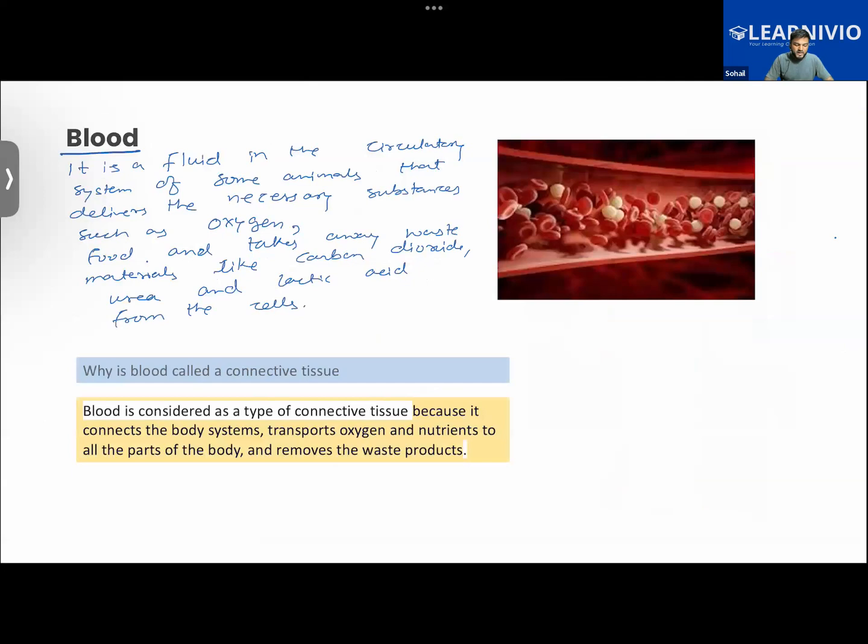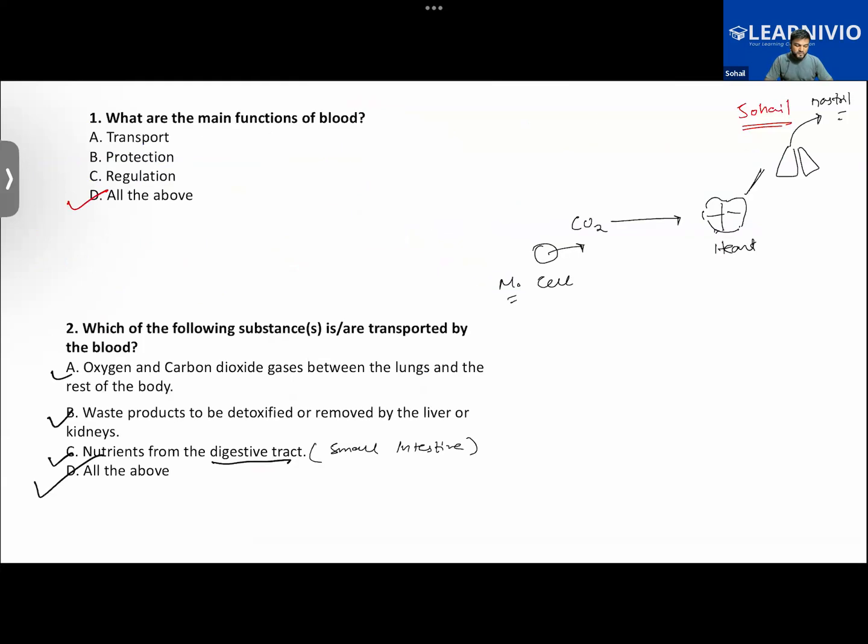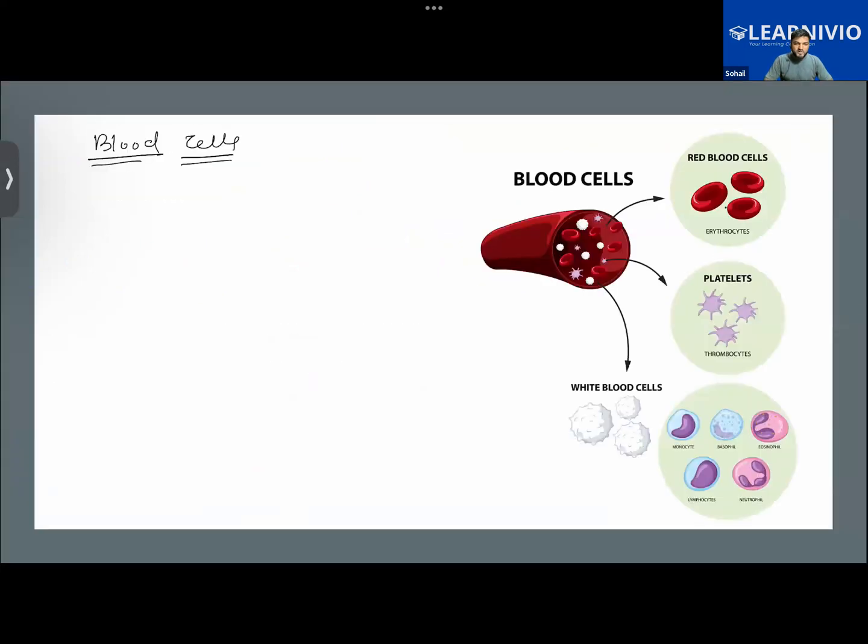We were learning about red blood cells in the previous class. We did learn about functions of blood. Right now, we were learning about different types of cells found in the blood. Namely, there are red blood cells, white blood cells, platelets.